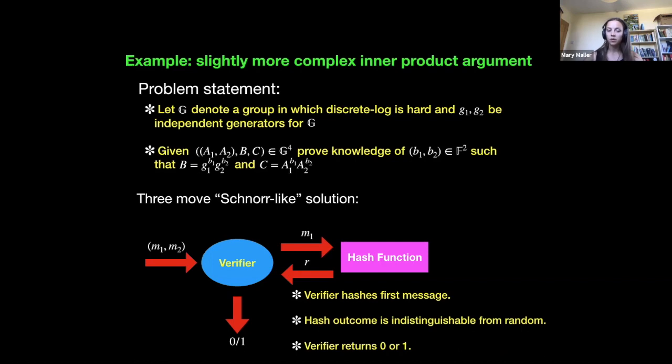Likewise, the verifier is going to act very similarly. It's going to receive M1 and M2 from the prover. It's going to send M1 to the hash function in order to receive the same randomness as the prover received, ideally. And from the first message and the randomness and the second message, they're going to decide whether or not they believe that the prover genuinely does know some b1, b2, such that B and C satisfy this property.